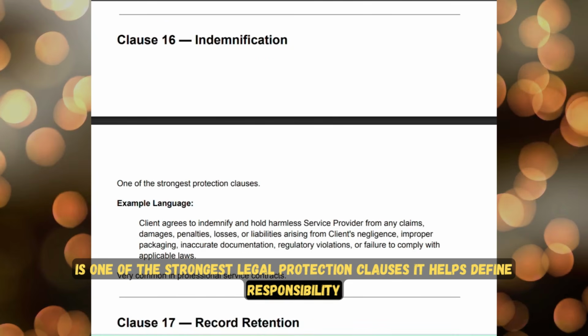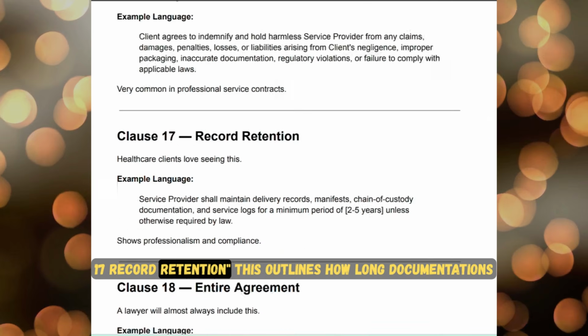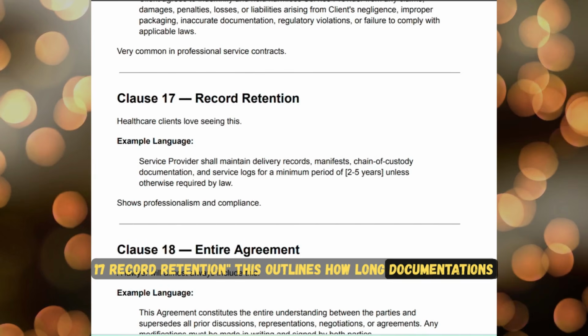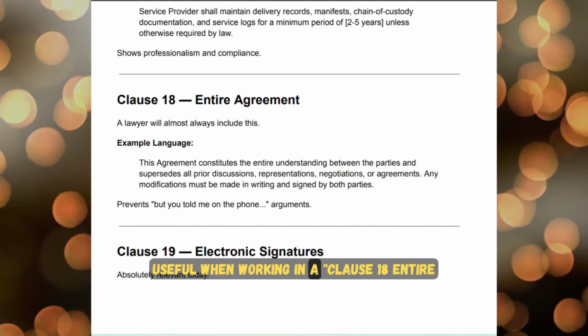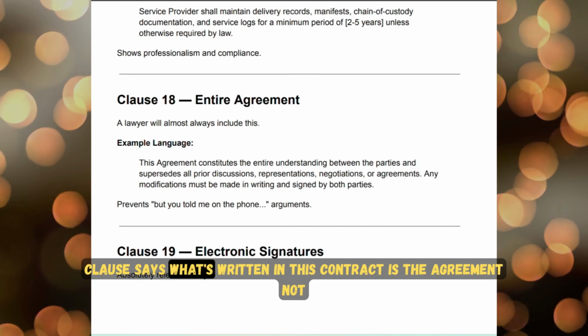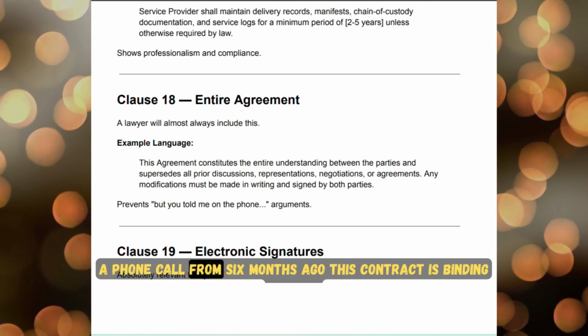Clause 16, this is one of the strongest legal protection clauses. It helps define responsibility when issues arise due to another party's actions or their negligence. Clause 17, record retention. This outlines how long documentation and delivery records should be maintained, especially useful when working in healthcare related environments. Clause 18, entire agreement. Simple, but it's important. This clause says what's written in this contract is the agreement, not a text message, not a hallway conversation, not a phone call from 6 months ago.